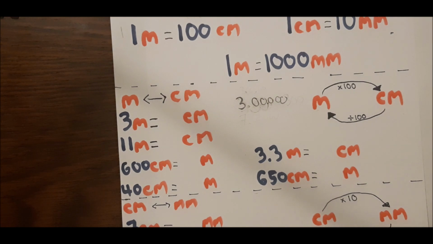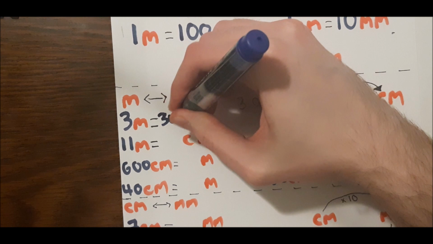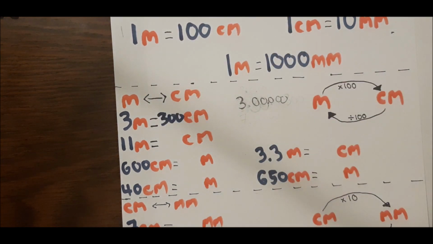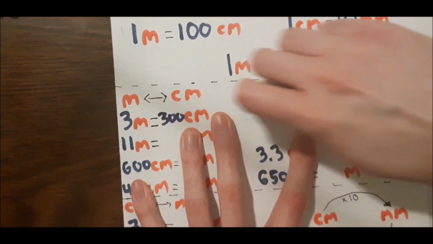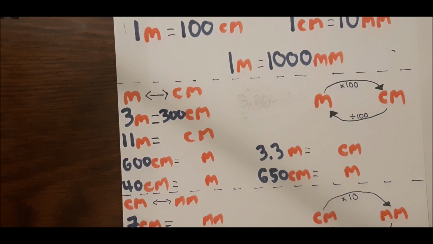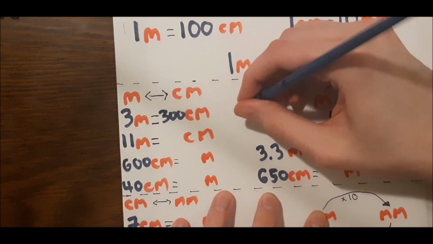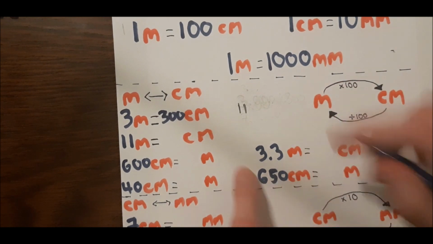So we can write that in here. 300. Now again, if you can do that all in your head, all the power to you. Probably a bit more simple. But as we'll see in the future, all examples might not be that simple. Now, question number 2. 11 meters, and we want to turn that into centimeters. Well, we've got the 11 meters. We're going to times it by 100.